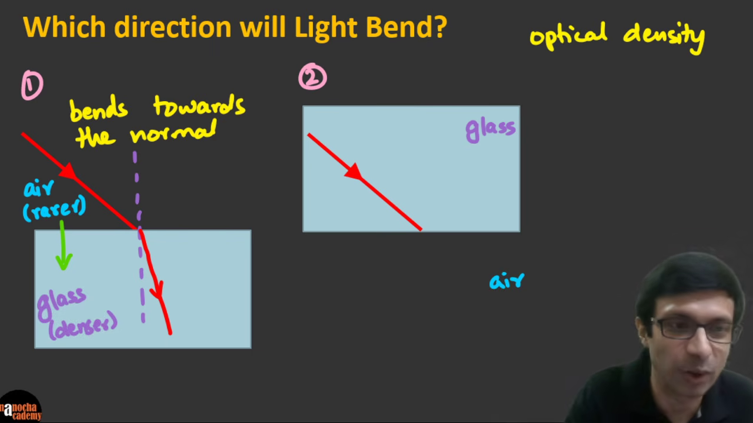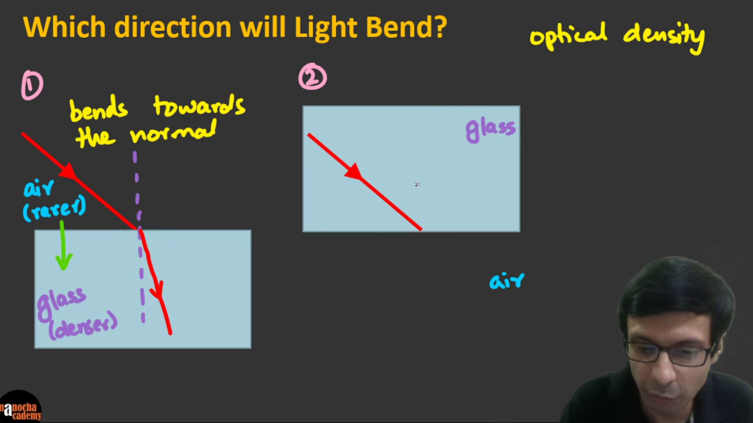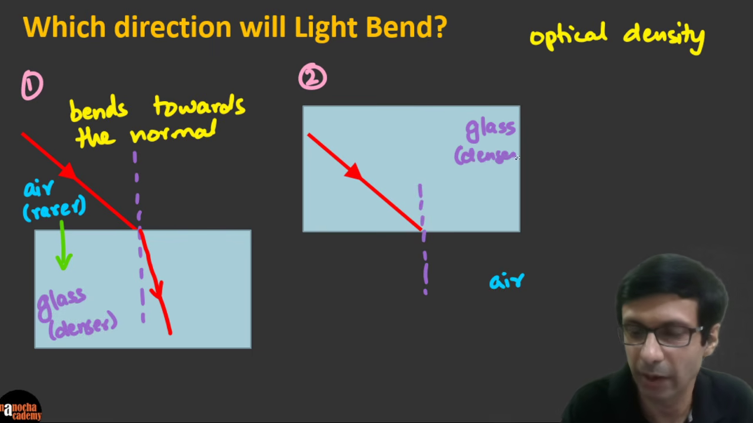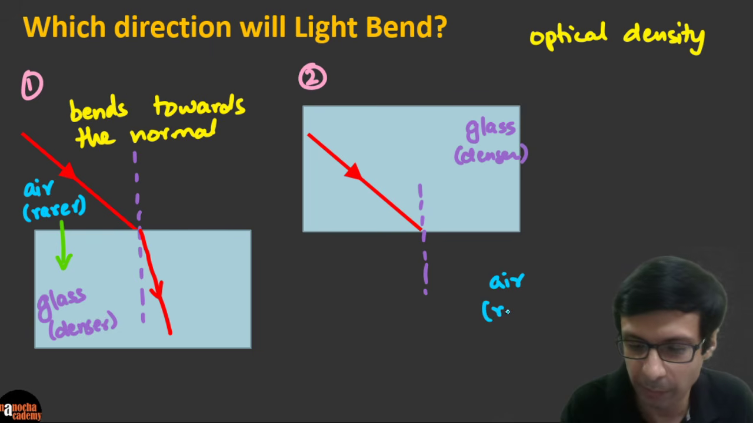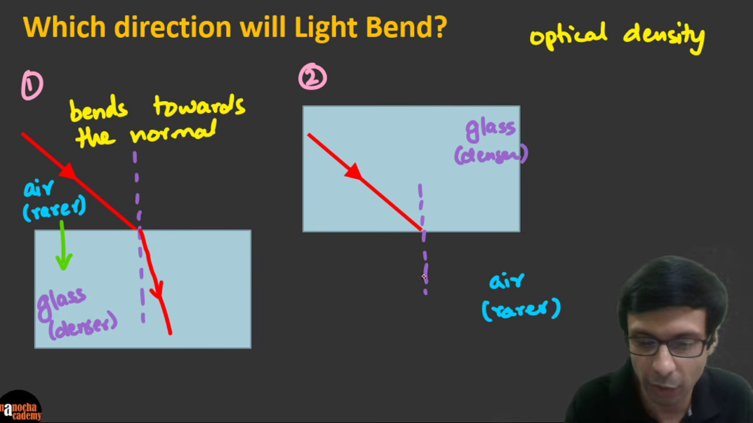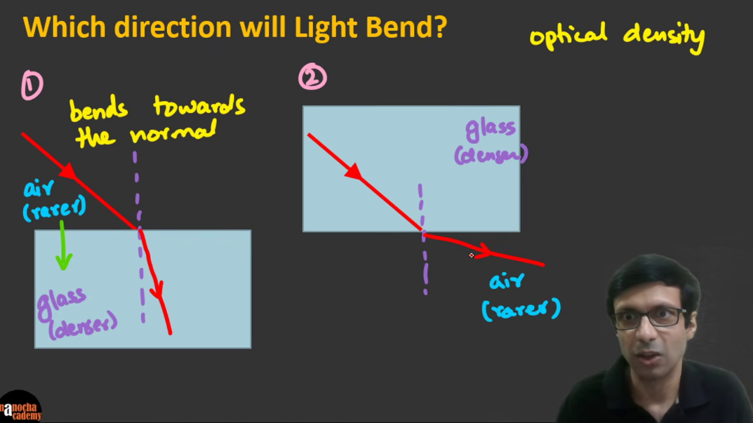And in this case, as you can guess, glass is a denser medium and air is a rarer medium. So when it is going from denser to rarer, this ray of light is going to bend away from the normal. It's going to come out something like this. Can you see?